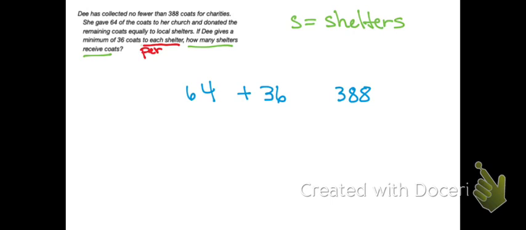So thinking that, do we put the S here with the 64 or with 36? You need to decide that. Is it 64 times S or 36 times S? Then you need to think, what goes here? What inequality symbol? It says that this is no fewer than 388. So is this less than or greater than 388? Could it be equal to 388? So write that inequality and then solve it.